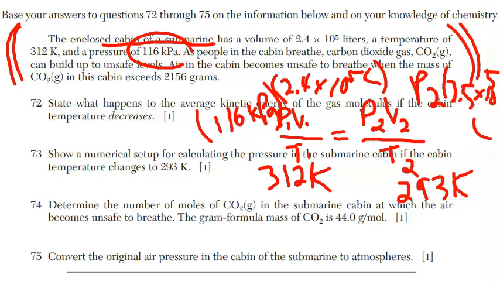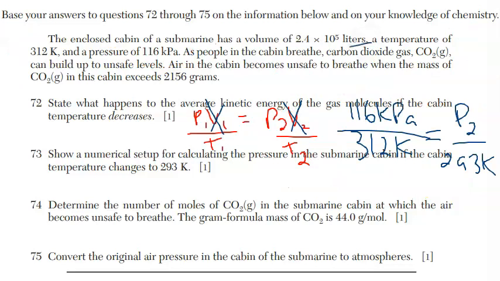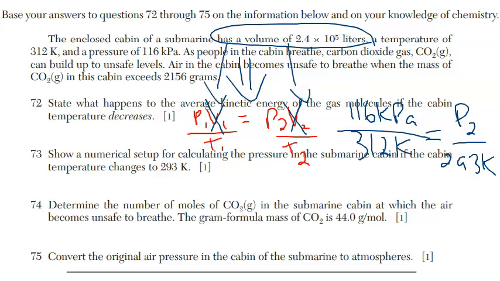Once you have your setup, you're done. Now that we know the volume isn't changing, you'll notice here with the combined gas law, I just crossed it out. And then I just substituted in the 116 kilopascals times the 312 Kelvin is equal to P2 times, if you want to make that X, go for it, over 293 K. You can, remember, leave the volume in. It's going to be the same number on either side. That's fine as well. That's a numerical setup. We're done. On to question 74.